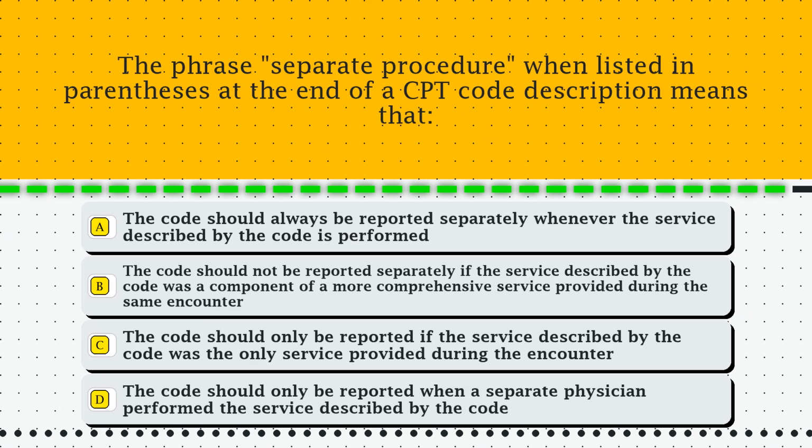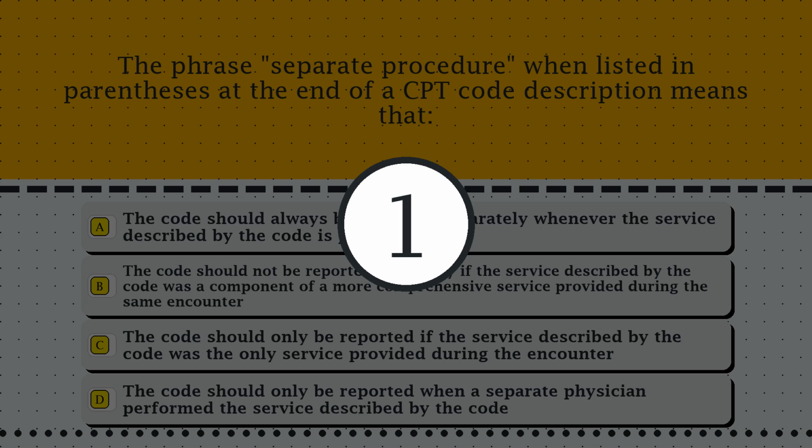Question 182. The phrase separate procedure when listed in parentheses at the end of a CPT code description means that option A. The code should always be reported separately whenever the service described by the code is performed. Option B. The code should not be reported separately if the service described by the code was a component of a more comprehensive service provided during the same encounter. Option C. The code should only be reported if the service described by the code was the only service provided during the encounter. Option D. The code should only be reported when a separate physician performed the service described by the code. The correct answer is option B.